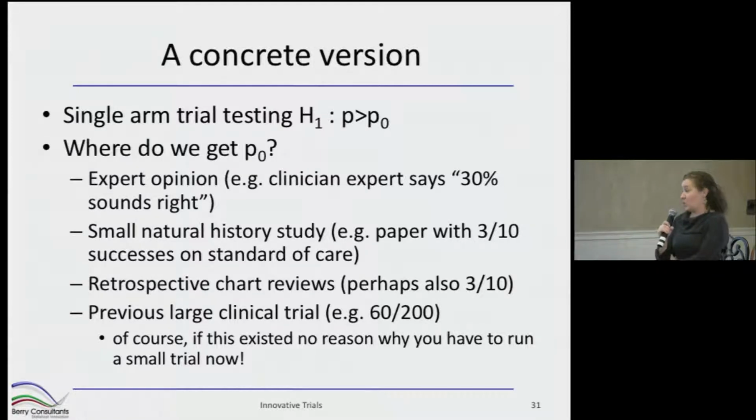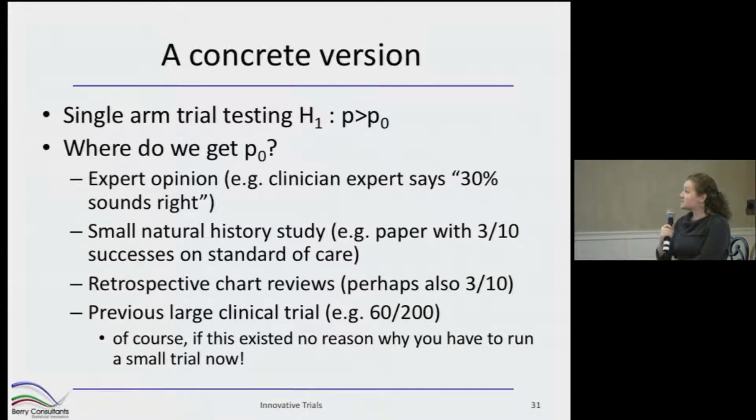So one option is that we have an expert or a panel of experts who agree that 30% is the right number, just based on their expertise. It could be that we've seen some data from a small natural history study, so from patients who weren't treated or who were given kind of a standard treatment. So maybe in this small natural history study, we've seen 3 patients that responded out of 10 patients. So we have about a 30% rate here too.